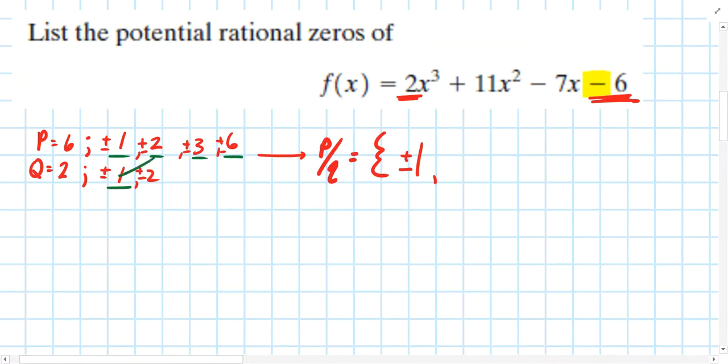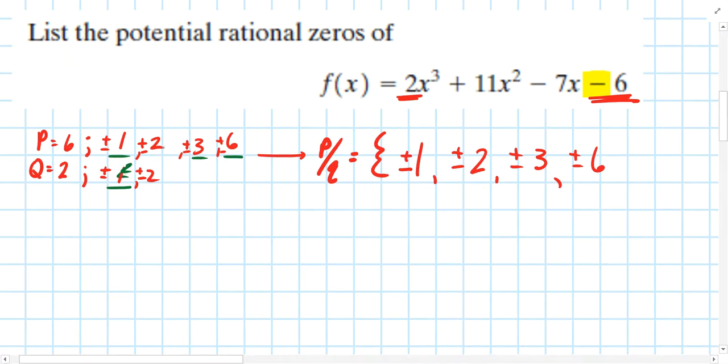Similarly, if I take the number 2 and divide it by 1, positive 2 divided by positive 1, negative 2 divided by positive 1, positive 2 divided by negative 1, and negative 2 divided by negative 1, in all of those divisions, we are going to end up with 2, either positive or negative. Moving on to 3, if that's divided by 1, we end up with a positive or negative 3. And then finally, positive or negative 6. Now that only takes care of half of our potential rational zeros.